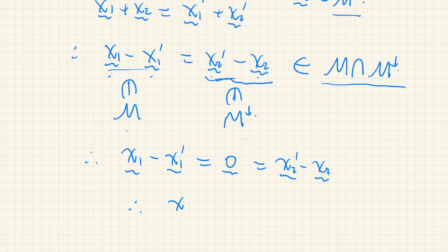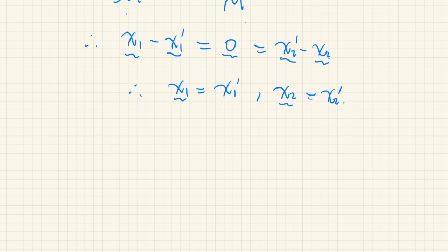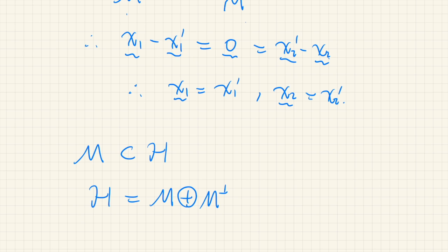Therefore, x1 is equal to x1 prime and x2 is equal to x2 prime. Therefore, the decomposition is unique, and we are done. So given a closed subspace of a Hilbert space H, we can decompose the entire Hilbert space into two parts. One is M, and the other is M complement. And we write it like this. So it's a direct sum between M and M complement.